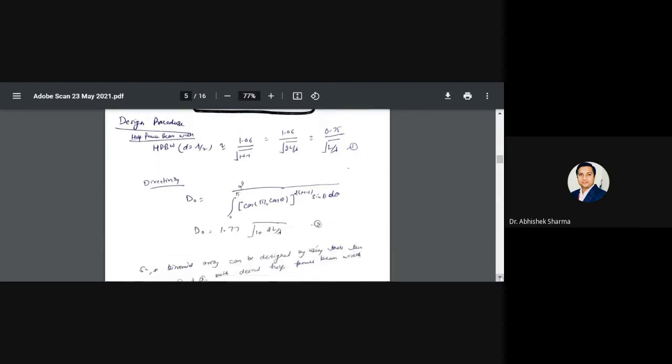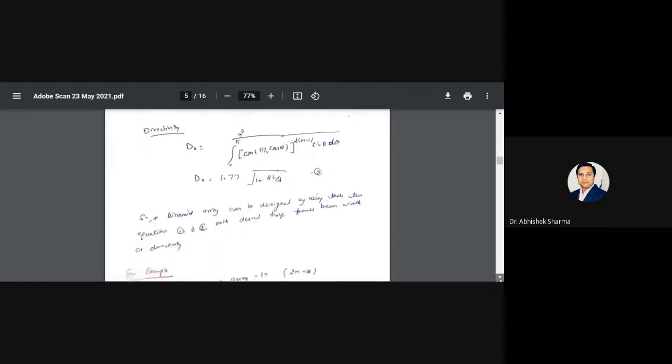Second, directivity. We can find directivity either by using this formula, 2 divided by the integral from 0 to pi of cos pi by 2 cos theta raised to power 2 n minus 1 sin theta d theta, or there is a direct formula 1.77 times the square root of 1 plus 2L by lambda.